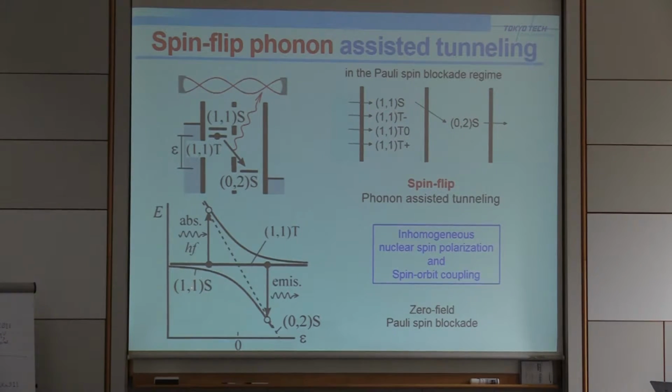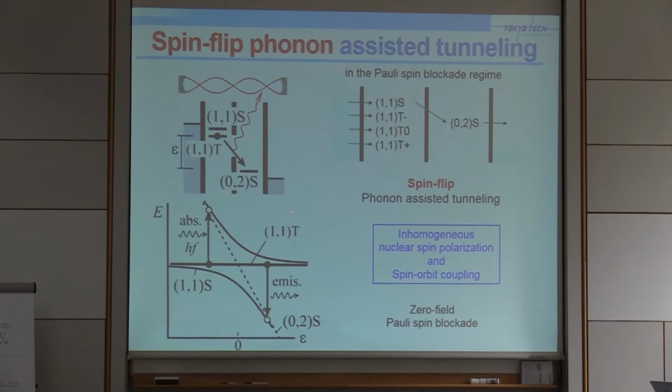Because of the tunneling, the 1-1 singlet and 0-2 singlet show anti-crossing behavior. So the Pauli spin blockade prepares the electron in one of the triplet states. Then we irradiate a surface acoustic wave to excite the electron in the triplet state to the higher-lying 0-2 singlet state, or relax the system to the lower-lying 0-2 singlet state by phonon. Because there is inhomogeneous nuclear spin polarization and a spin-orbit coupling mechanism in the quantum dot, such spin flip transitions are allowed.